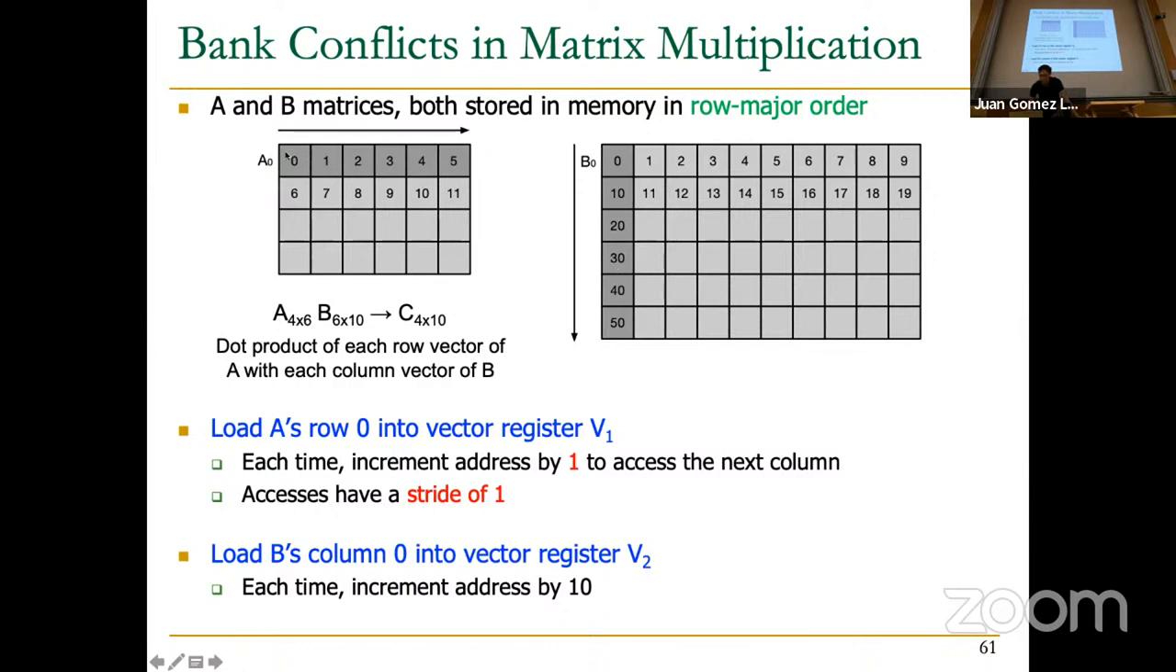When I want to access elements of the row of matrix A, there's no problem because I'm accessing elements that are in consecutive banks. However, if I have to access elements in column zero of matrix B, I will have to go to bank zero and then to bank zero and then to bank zero and so on. So all the accesses are serialized. And why is that? Because the stride in this case is not relatively prime to the number of banks. Actually, in the example that I just gave you, the stride is exactly the same as the number of banks. What that means is that we have bank conflicts and we have to serialize the accesses to the bank, right? And in this case, bank zero.